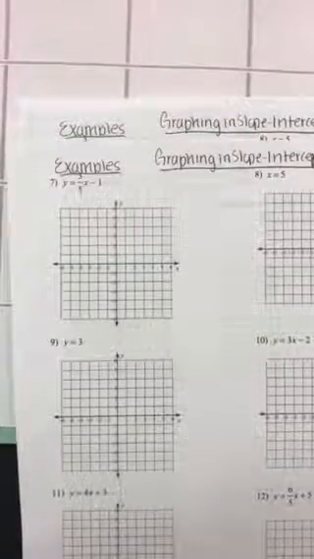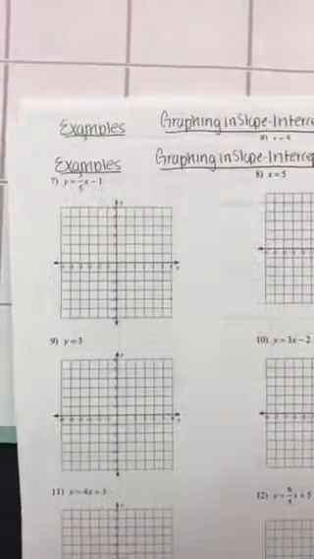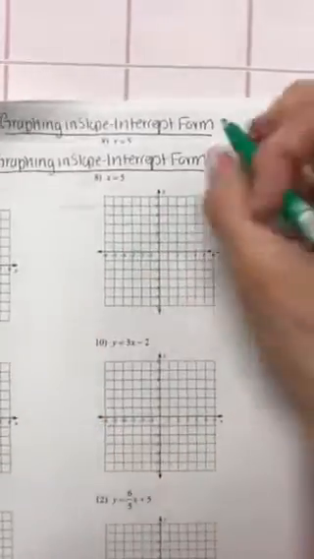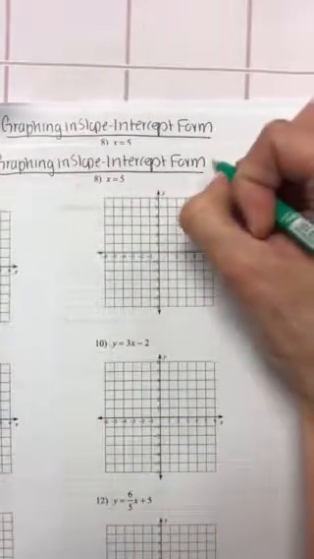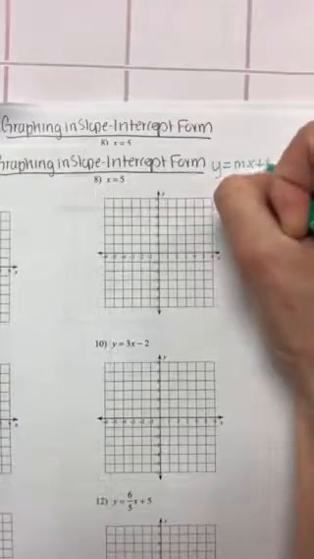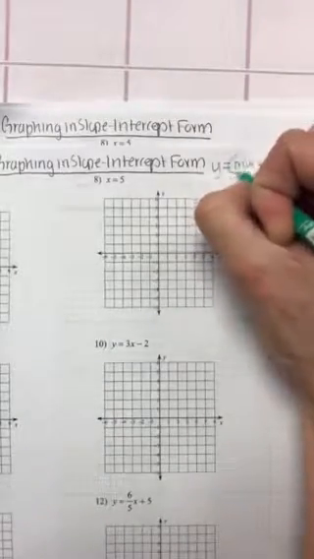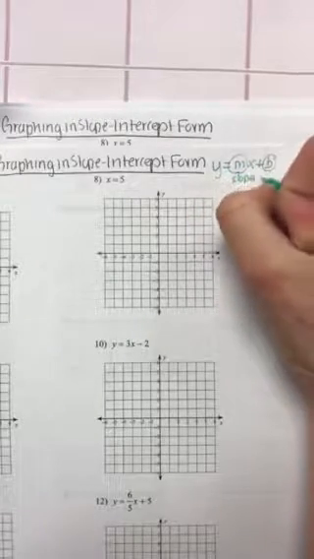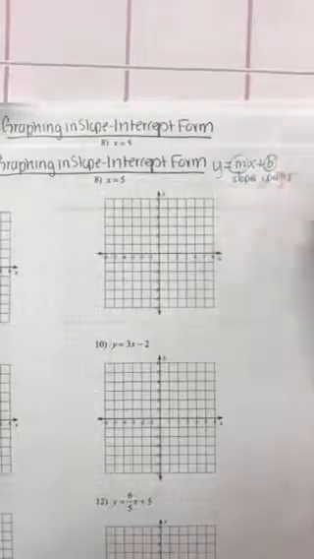Okay, so today we're going to get more practice from what we did yesterday. That was graphing in slope-intercept form. So slope-intercept form looks like this: y = mx + b. And the m value is your slope, or your rise over run, and the b is your y-intercept.